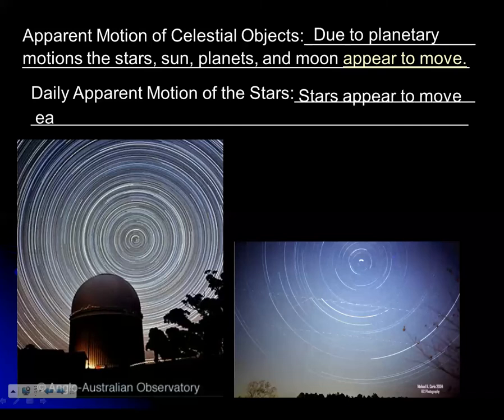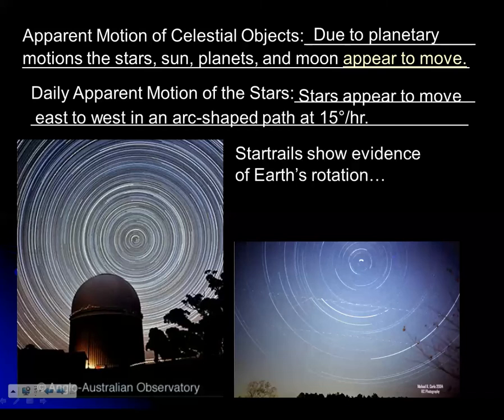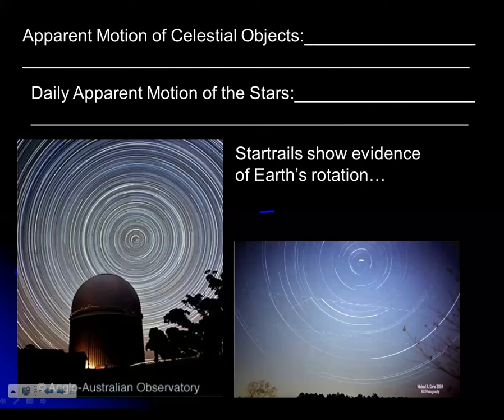Now let's focus first in on the stars. The stars appear to move east to west in an arc-shaped path at 15 degrees per hour. And star trails will show us evidence of that, in fact, evidence of our Earth's rotation. You can see in these photographs here, these are star trails taken with a camera whose shutter has been open for a long period of time. And you can actually tell how long a period of time these were taken for.